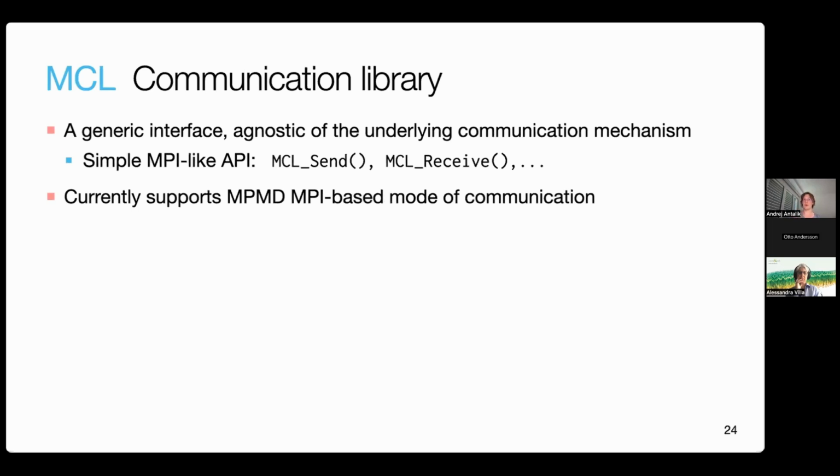And the point of MCL is that it provides some sort of an abstraction layer on top of the actual communication mechanism used. I talked about, and will keep talking about, MPMD type of running of MPI jobs, because at the moment it's the only communication mechanism that we support. But the thing is, once the interface is written, new communication mechanisms could be implemented in MCL without affecting the API.